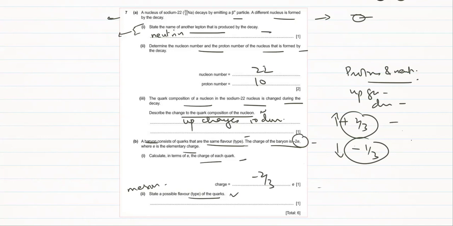State a possible flavor or type of the quark. So it would be anti, or we could have said up anti.